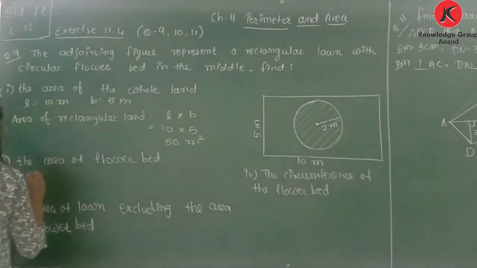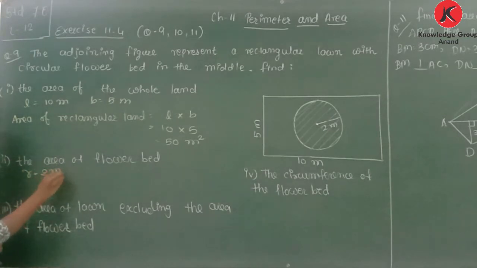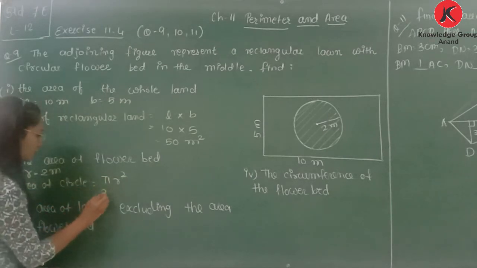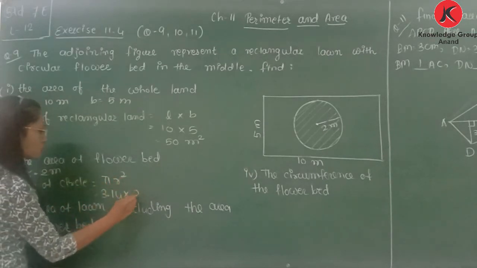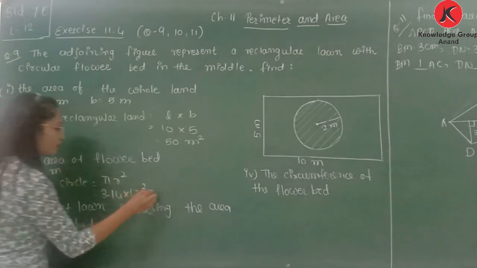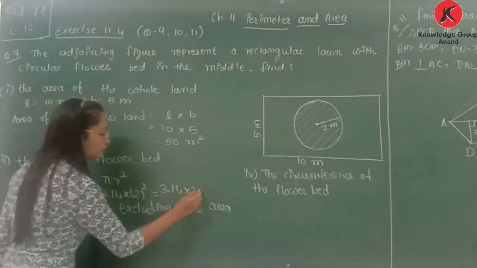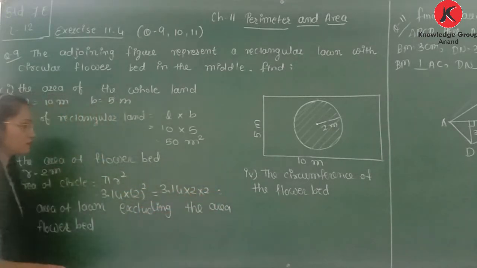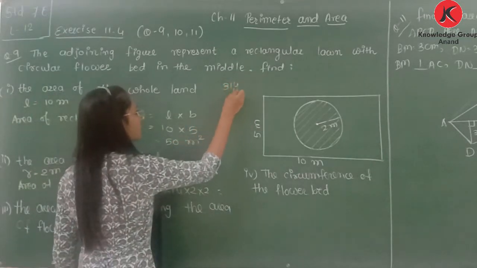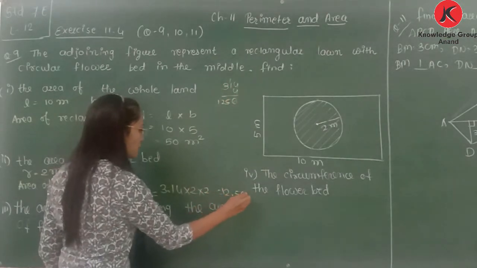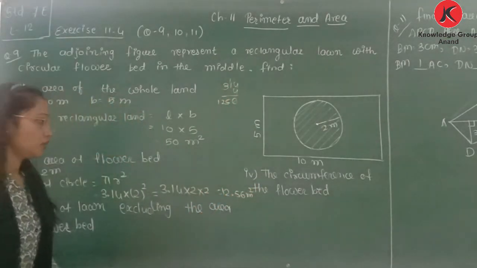So we can write r is equal to 2 meters. That's why the area of the circle is equal to pi r square. Here you can take pi as 3.14. r square means 2 square, which is 2 multiplied by 2, that is 4. So multiply 3.14 with 4. So it is 12.56 meters square.